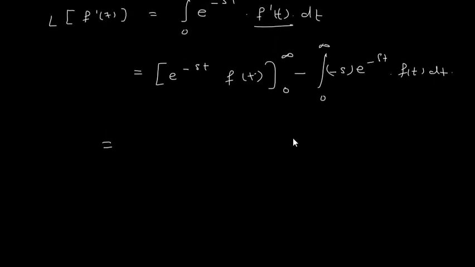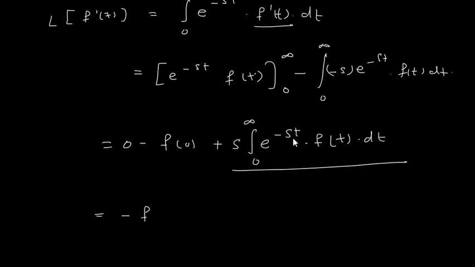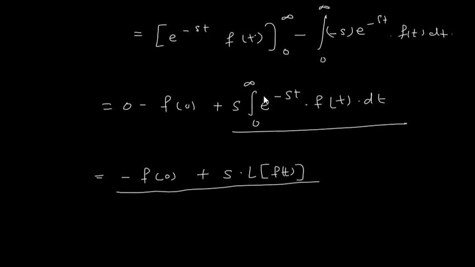When I put infinity, I will get 0, minus, when I put 0, I have f of 0. Minus minus becomes plus, and s I will take out, with the integral from 0 to infinity of e raised to minus st into f of t into dt. Now this particular part is Laplace of f of t. So minus f of 0 plus s into Laplace of f of t. This is our formula for Laplace of f dash t.